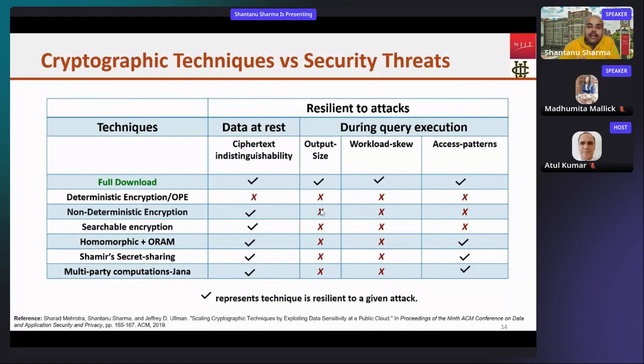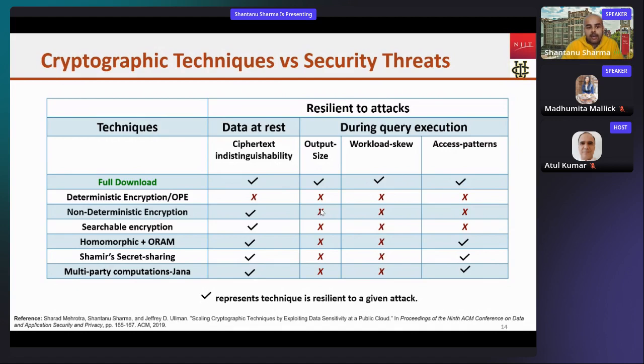On a single slide, if we want to see where these techniques stand in terms of different types of attacks. First, as I showed you in the very beginning, if I download my entire data set, this is completely secure against all types of attacks. There will be no ciphertext based attack if we are using a secure ciphertext technique, and there will be no output size attack, workload skew attack, access pattern or search pattern attack. Different types of attack will never happen. But this technique is not practical because I am downloading my entire data set.